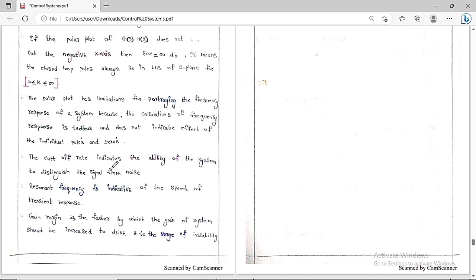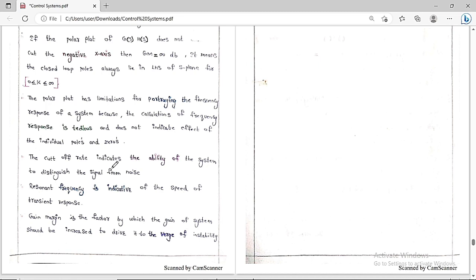The next point is the cutoff rate indicates the ability of the system to distinguish the signal from the noise. Basically, with the help of the cutoff only, we can distinguish which is the noise and which is the signal. If anything is above the cutoff, we say it is an actual signal, and if anything is below the cutoff, we are not going to take it.